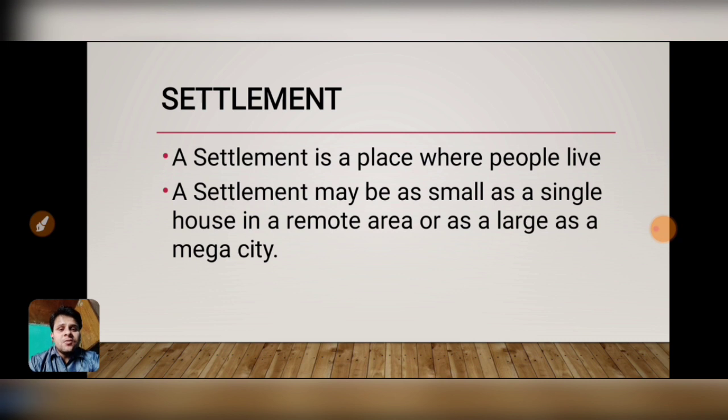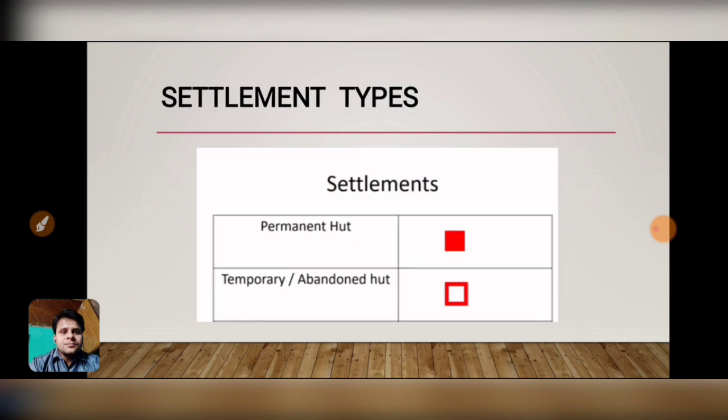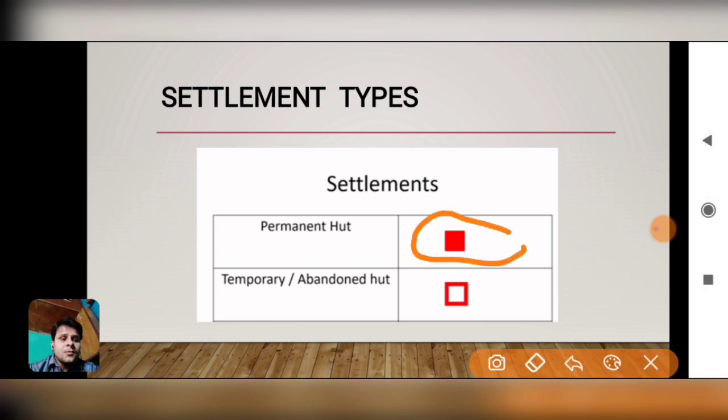Settlement is a very important phenomenon which tells us about huts, houses, what type of houses are present in their places. Settlement types. In topographical maps, settlement types are represented in 2 ways. First is permanent hut, second is temporary hut. The permanent hut is represented by the full red color, whereas the temporary hut is represented by a block of only boundary red color.